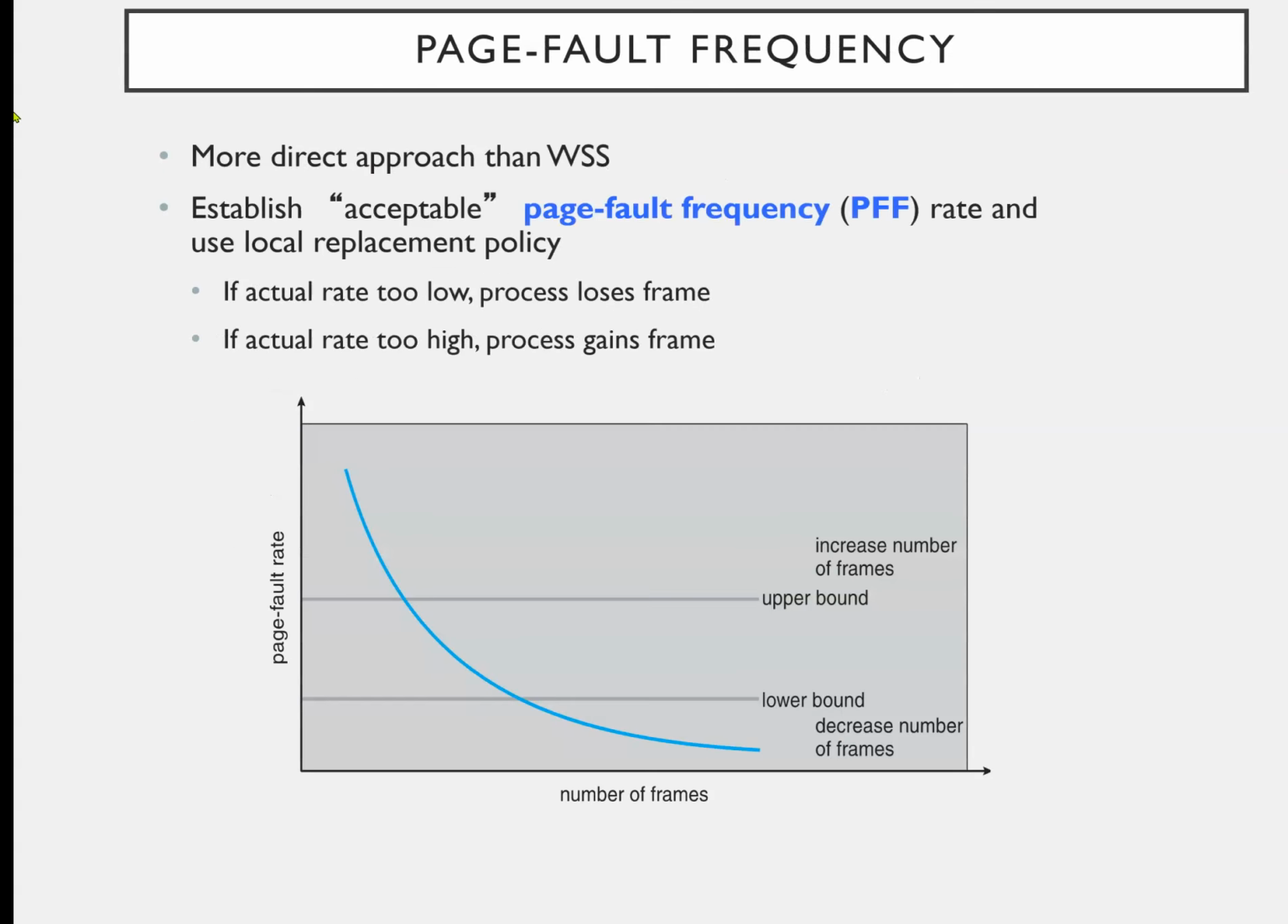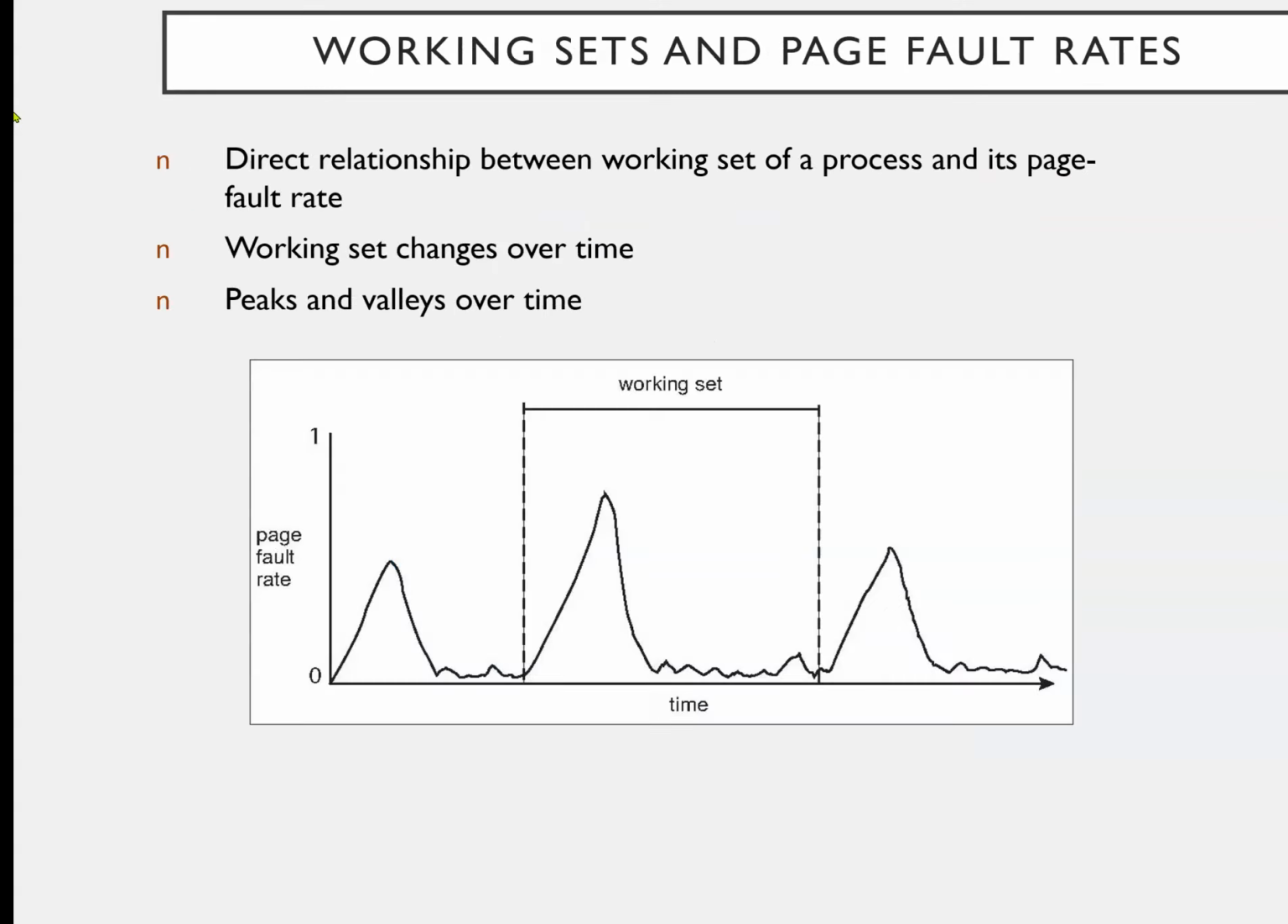The other approach is page fault frequency. We establish an acceptable page fault frequency rate and use a local replacement policy. If the rate is too low, the process loses frames. If it's too high, the process gains frames. So there's a direct relationship between the working set of a process and its page fault rate. The working set changes over time, and here you'll see examples of the peaks and valleys.